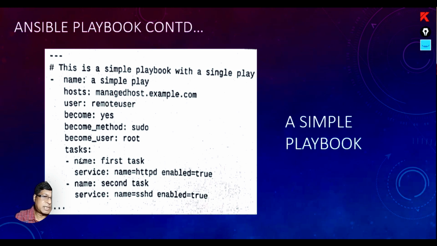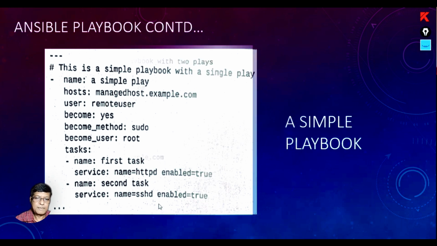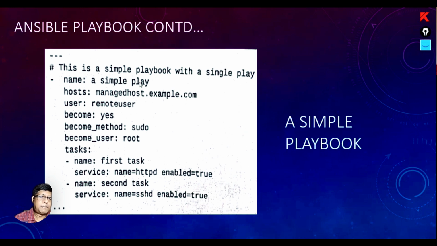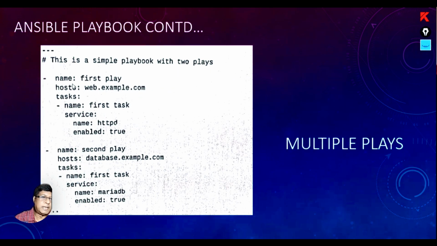This is the key task, the main task, and within that there are subtasks, I mean your keys. Within the task, there is name, one of the keys. Another key is service. So all these things are there. Here there was only a single play, a simple play, no multiple plays. But here you have multiple plays. So a playbook can be organized into multiple plays.